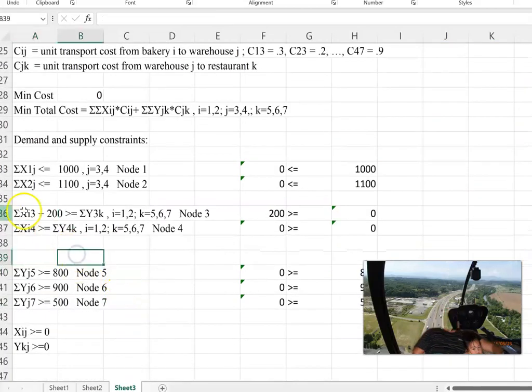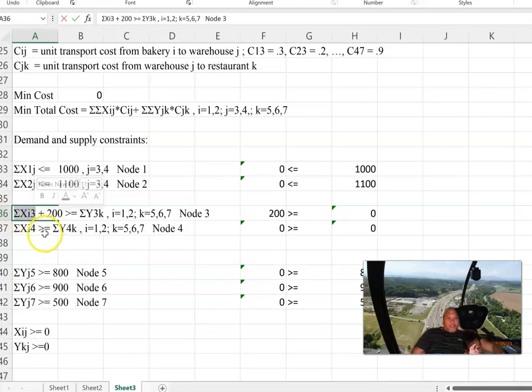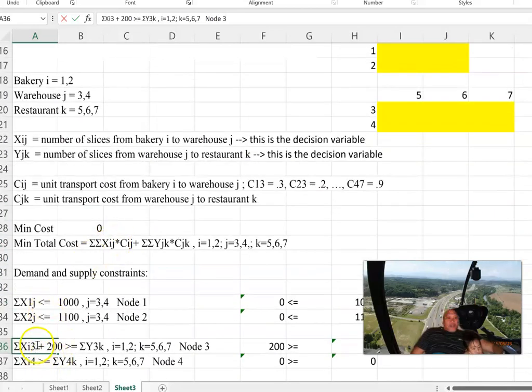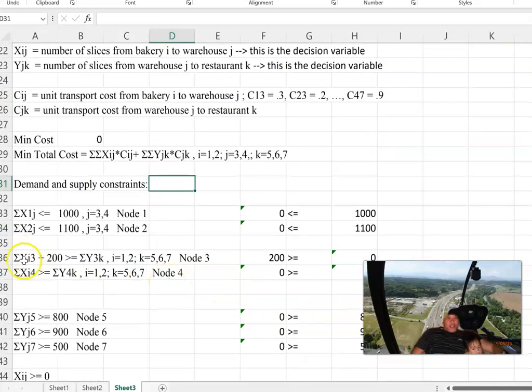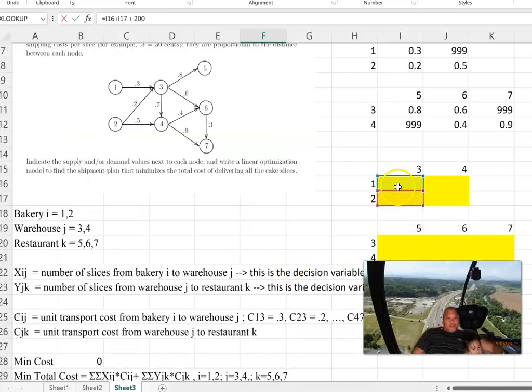So we say this: those that go into 3, Xi3, where i goes from 1 and 2, plus the 200 that is available, must be greater or equal to those coming out of 3, from 3 to K. All right, so we say here sum of Xi3 plus 200.